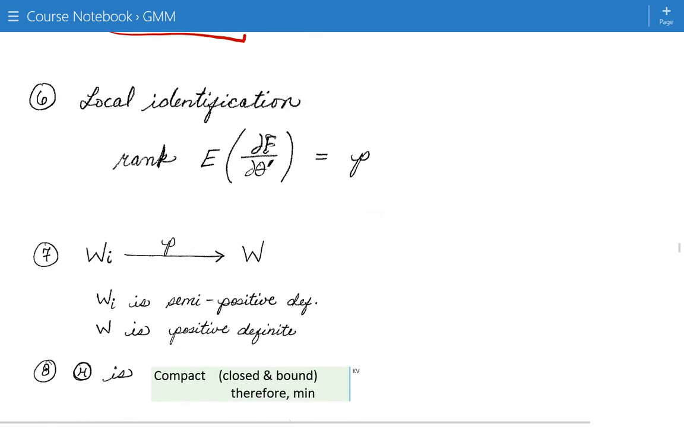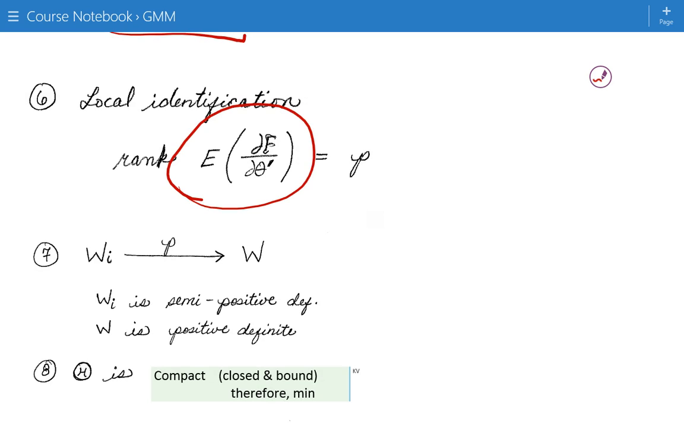The local identification condition is that the rank of the expected value of this set of derivatives is equal to the number of parameters p. If you don't have at least p amount of information, which is to say p equations of independent information, then you can't solve for the p parameters. That's essentially what it's saying.